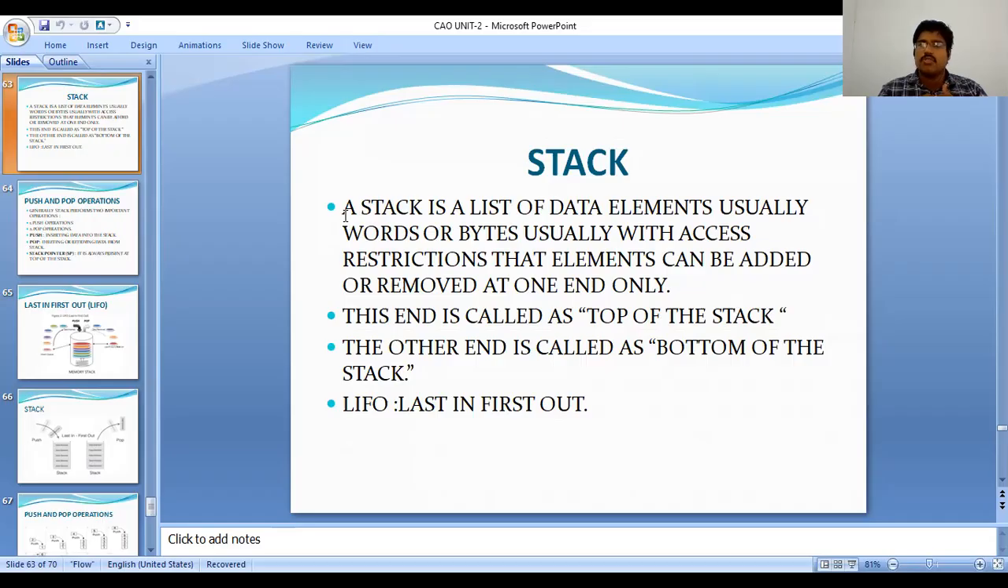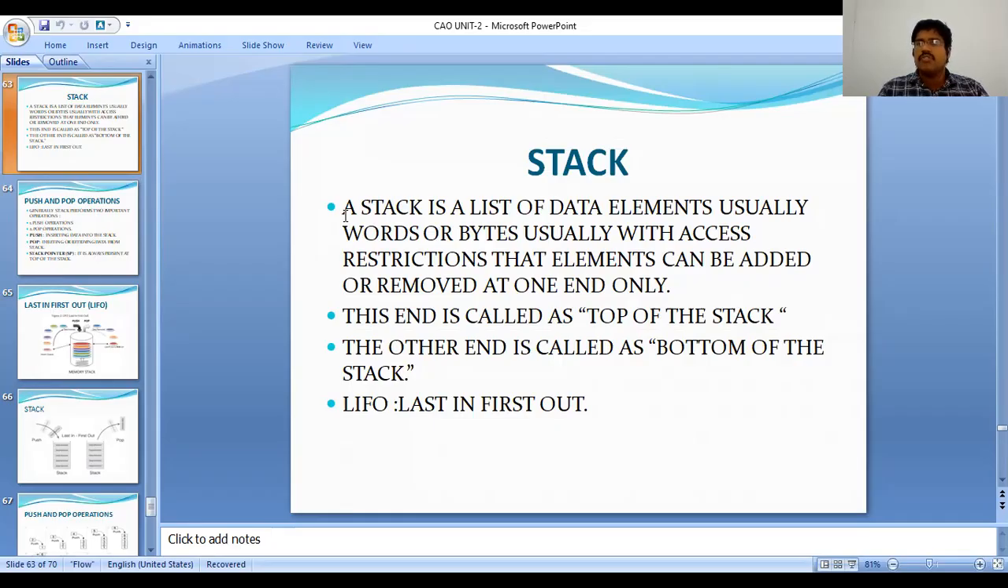Last class we discussed what is meant by stack. Stack is a temporary data storage device. The concept of the stack is LIFO, that means last in first out. The structure of the stack is like that: it is opened at one end and closed at the other end. The closed end is closed permanently.